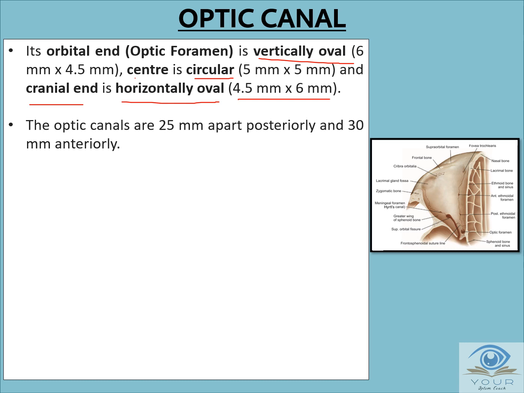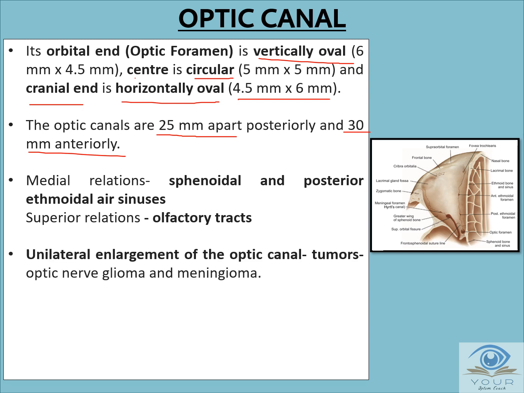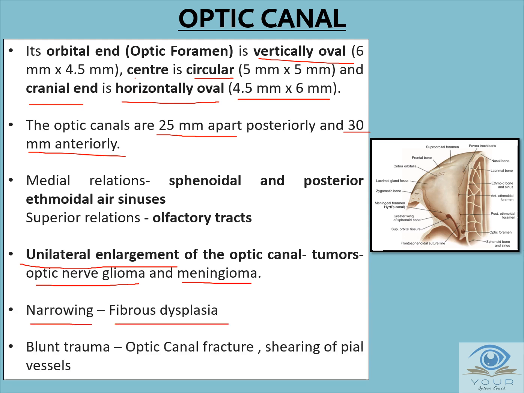The optic canals are 25 mm apart posteriorly and 30 mm anteriorly. Medial relations are sphenoidal and posterior ethmoidal air sinuses. Superior relations are olfactory tracts. Unilateral enlargement of the optic canal, now this is an MCQ point, can be caused by tumors like optic nerve glioma and meningioma. So this enlargement can be seen on X-rays as well. And narrowing is seen in fibrous dysplasia.